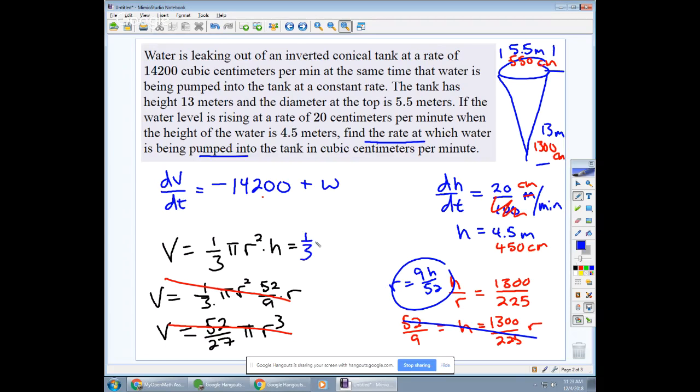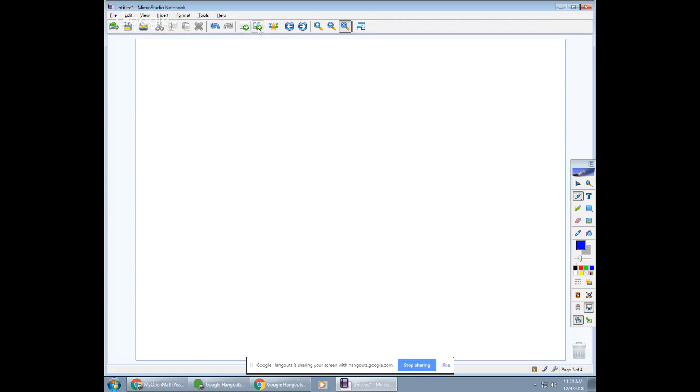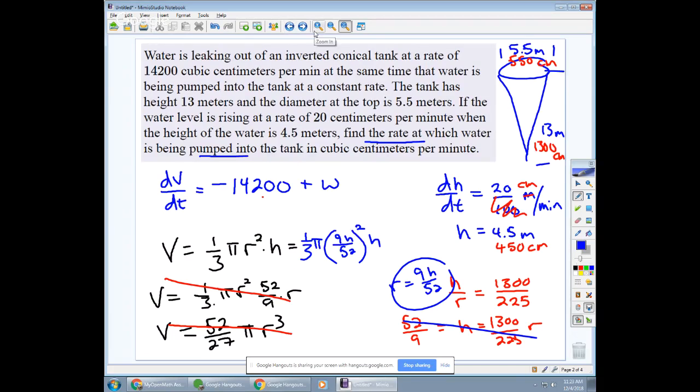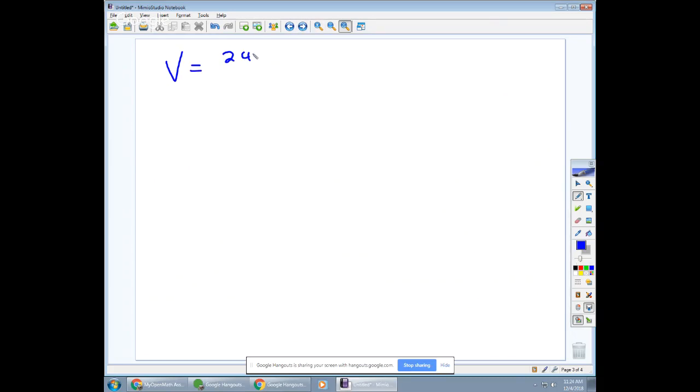So I get 1/3 pi times (9H over 52) squared times H. 52 times 52 is 2,704. So V equals, you're writing it? Yeah, I was going to write it down. So let's see, 9 squared is 81 times 3 is 243. So I have 243 pi over 52 squared.